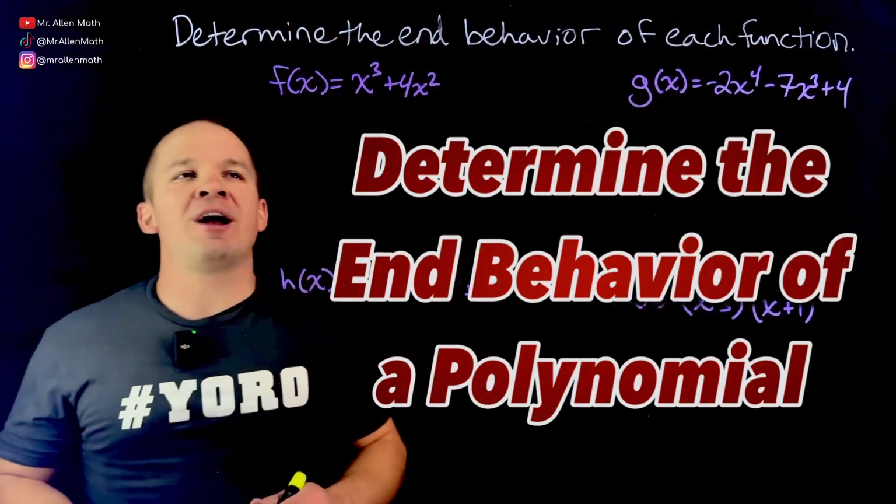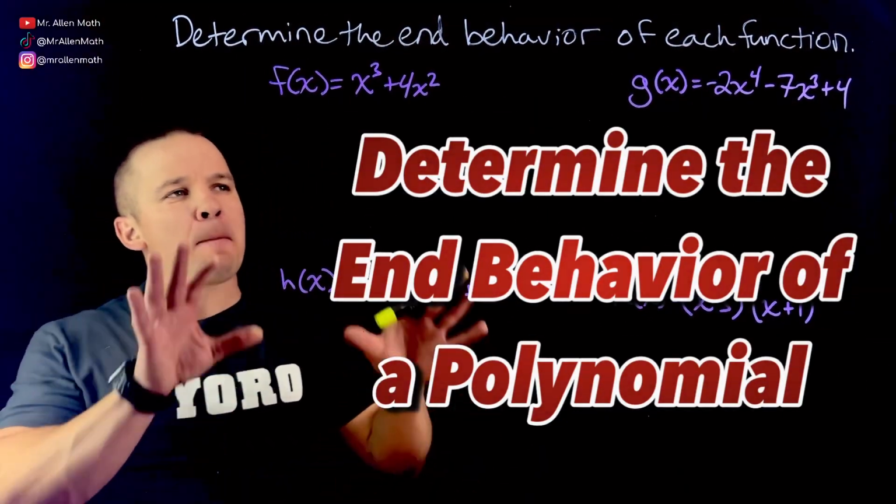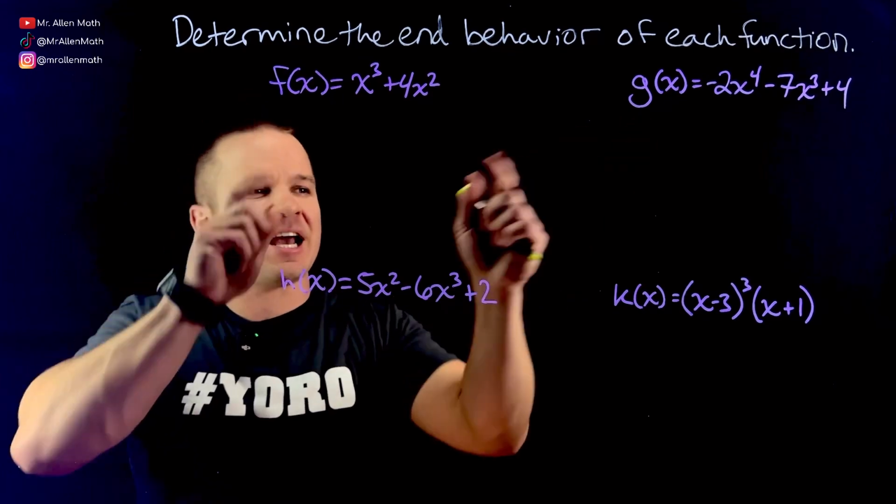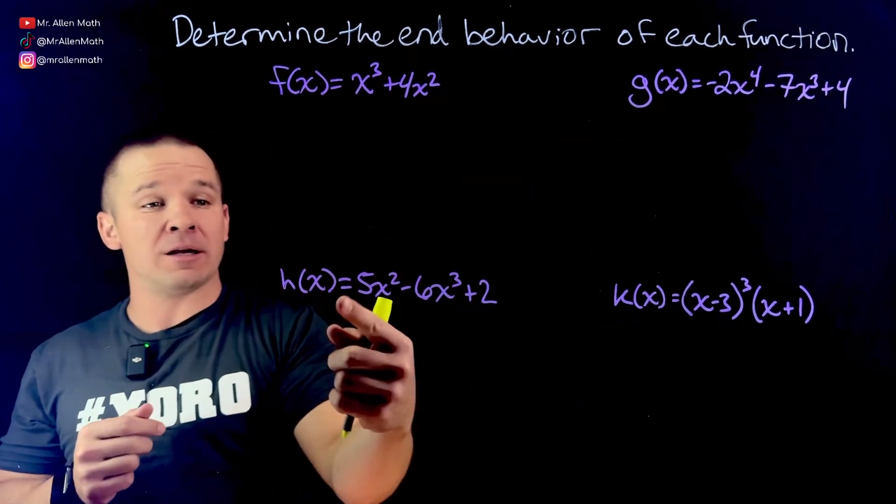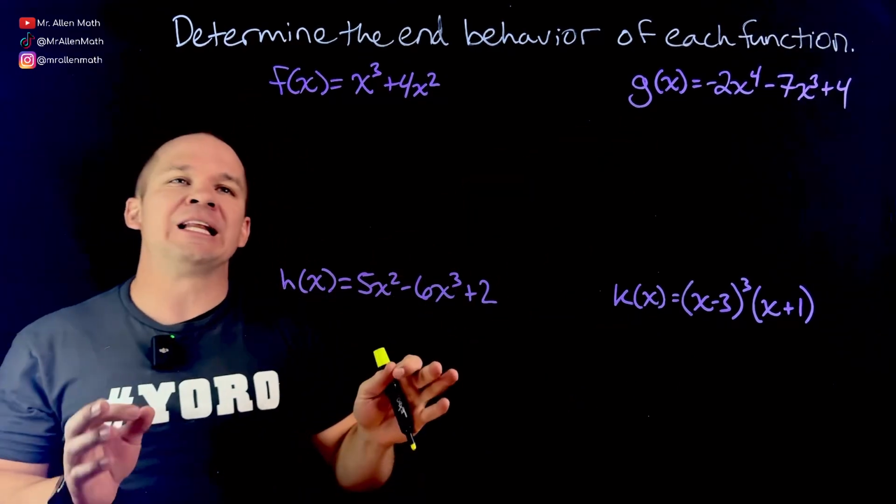Mr. Allen here with some end behavior of different polynomial functions. Here we got a couple in standard form. Looks like we also have some factored form and something we might need to rearrange right here. All right, let's get popping.